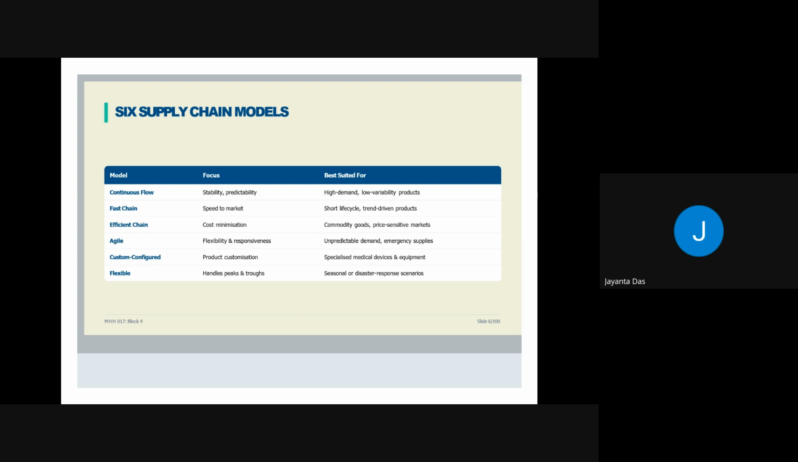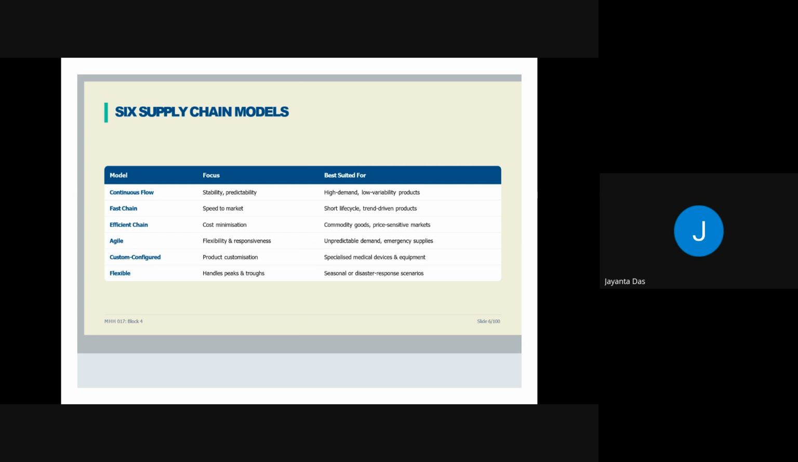Second is fast chain, that is speed to the market, for short life cycle and trend-driven products. As I was telling, these are the cases where we may apply just-in-time kind of approaches, in which we are not maintaining a huge stock because the shelf life is very low and overstocking may lead us to the wastage of our products.